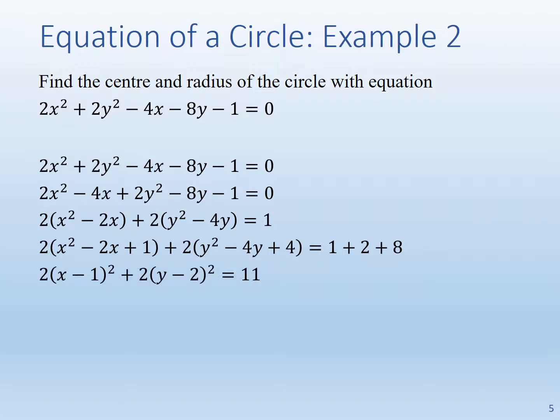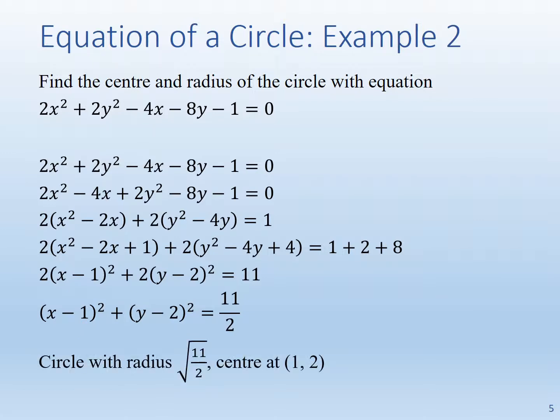Now we've completed the square here. We've got our (x minus 1) all squared, and we have our (y minus 2) squared there. And adding the right hand side, we get 11. Now we need to divide both sides by 2, and now we've got it in that form where our center of our circle is given by (1, 2), and our radius is given by the square root of 11 over 2.